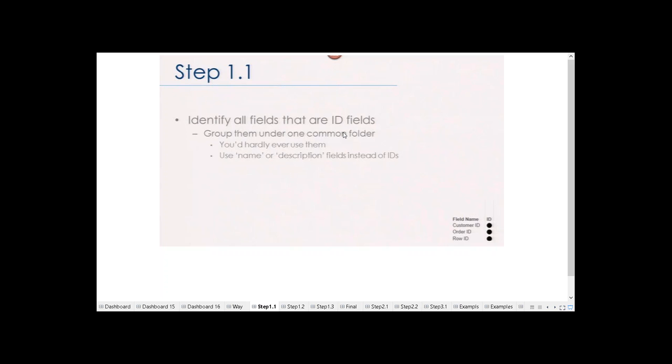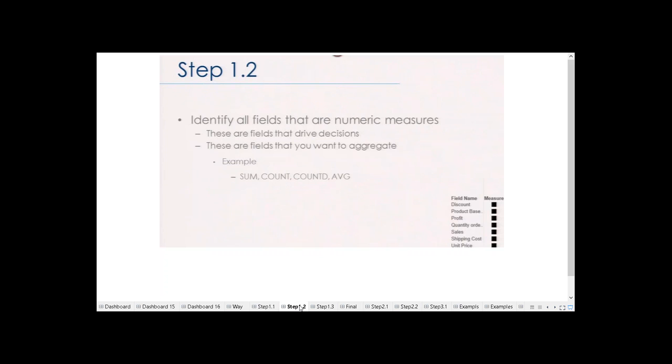After identifying the ID fields, the next step is to identify the measures and also set the default aggregation for all the measures. So basically, what are measures? Measures are the fields which will be used to drive our decisions, and with their help we can take decisions.